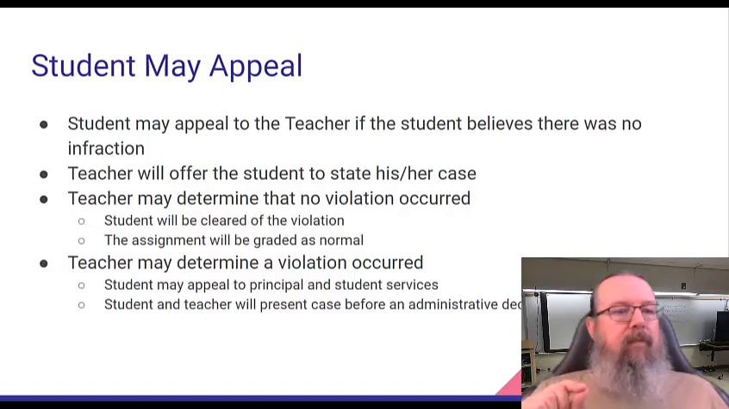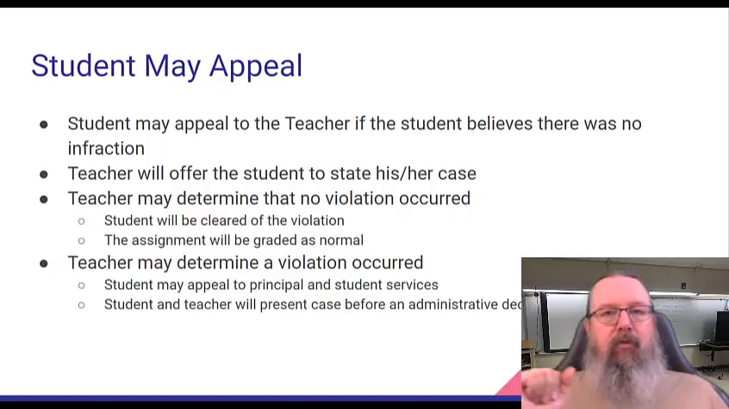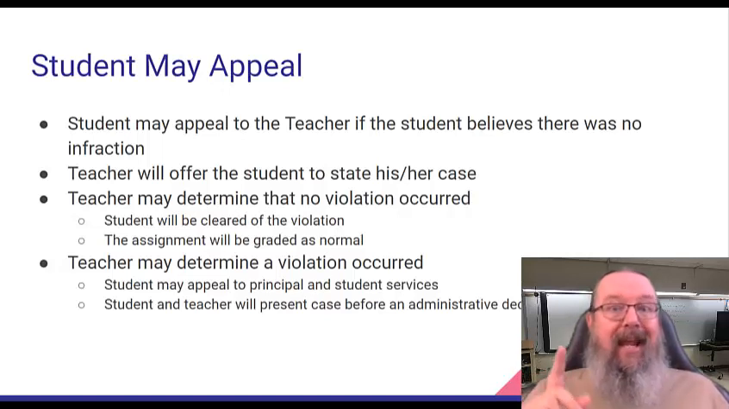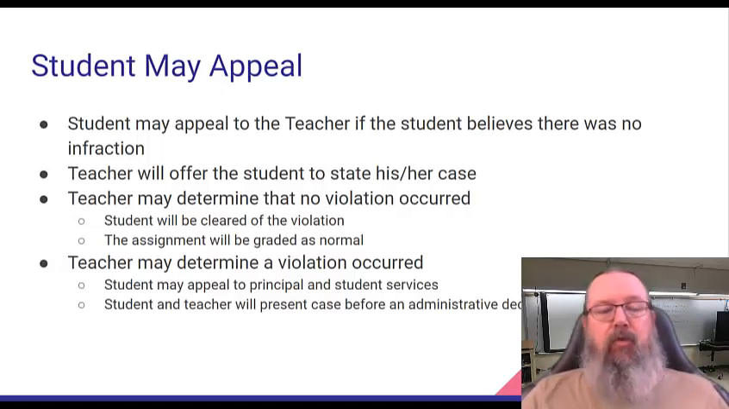But the teacher still might determine that a violation did occur. If that's the case, the student can appeal then to the principal and to student services. Okay, and then the student and the teacher will present on the case before an administrative decision is made. Okay, so the principal or student services will hear the teacher side and the student side of the situation. And then it'll be up to the principal or student services to determine if academic integrity has been violated.